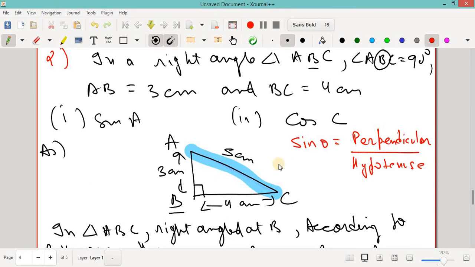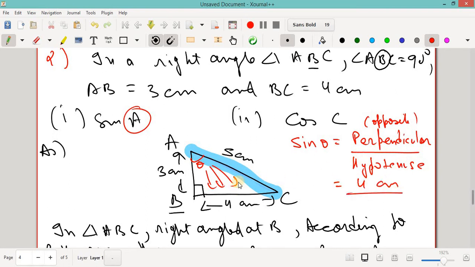I know now what is perpendicular. I told you perpendicular means opposite. Perpendicular means opposite to the angle, that is theta. Right now we are at A, so A is my theta, and opposite to theta is 4. So perpendicular means opposite to theta. Theta right now is angle A, so this is 4 centimeter.